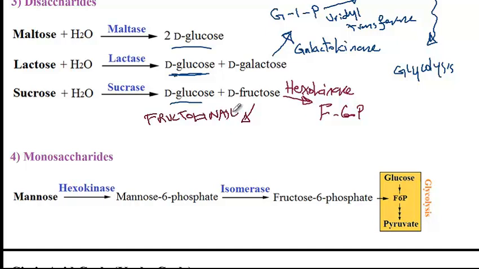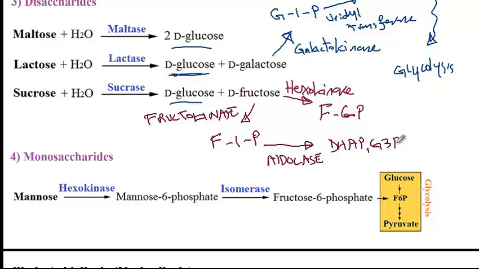Fructokinase converts fructose into fructose 1-phosphate. And then from here on, the aldolase enzyme converts fructose 1-phosphate into either dihydroxyacetone phosphate or glyceraldehyde, which now are part of the glycolysis intermediate molecules.